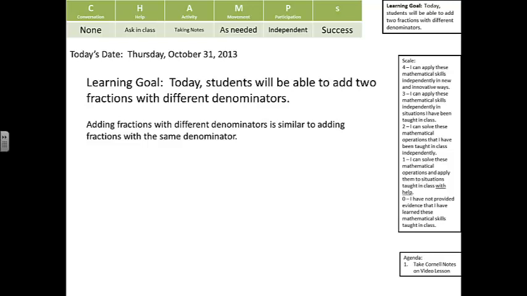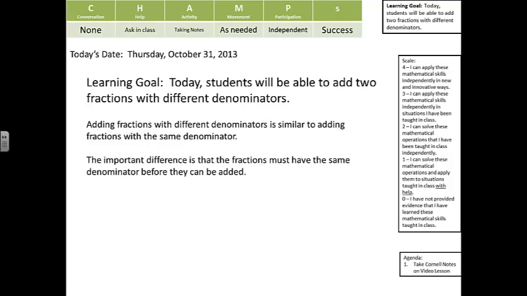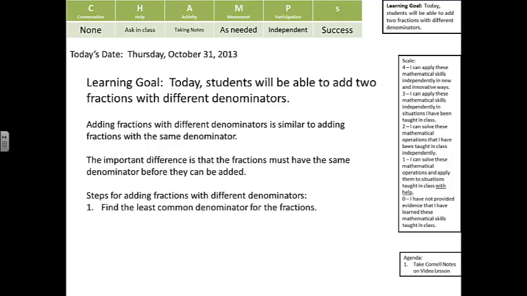First of all, adding fractions with different denominators is not that much different from adding fractions with the same denominator. The important step, this is the extra step, is that you have to make sure that the fractions have the same denominator before you can add them. So let's go through the steps. The first step is that we're going to find the least common denominator for both fractions. We learned that in yesterday's lesson, and you do that by finding the least common multiple of the denominators and make that your denominator.